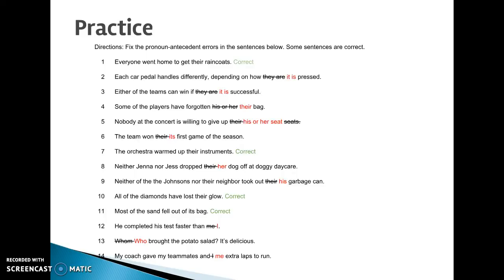So either this team or that team can win if it is successful. That's a little funky sounding when you read it out loud, but kind of think of the fact that either separates teams into two separate entities. So it would be it is successful.